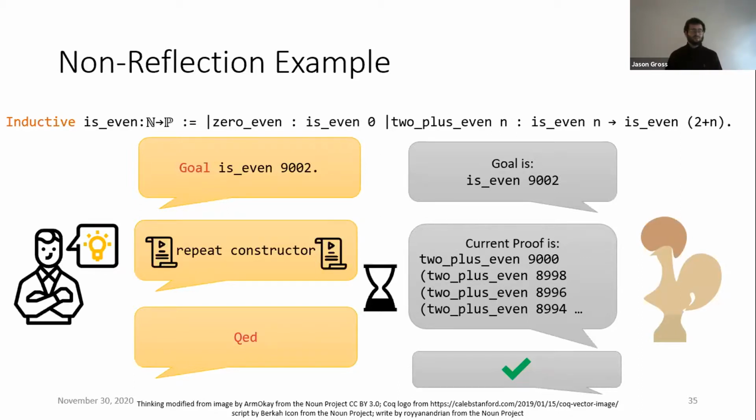Note that the time that it takes to run the script scales with the size of the number that you're proving even, and scales pretty quickly. And this is, in general, a problem with proof scripts when you have input that scales to be very large.